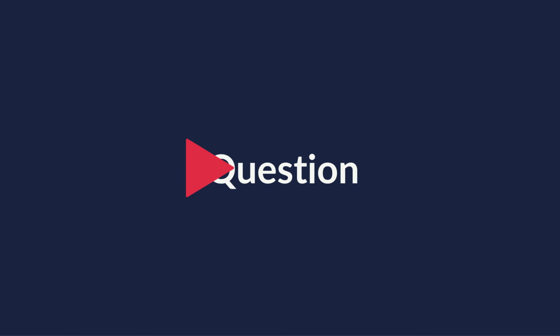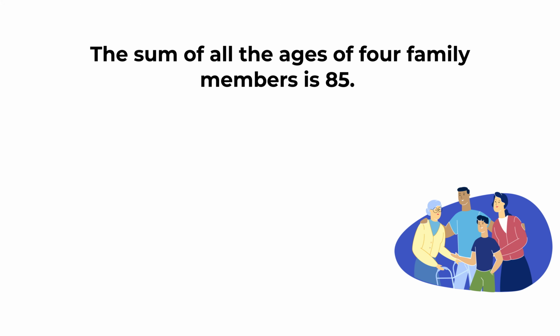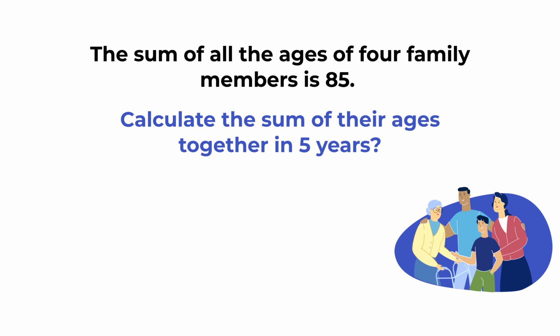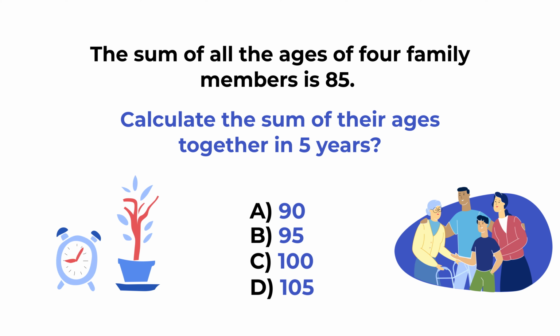Here's the puzzling question that you might frequently see on the test. The sum of all the ages of 4 family members is 85. What would be the sum of their ages together in 5 years? And you're presented with 4 different choices. Choice A, 90. Choice B, 95. Choice C, 100. And choice D, 105. Do you see the answer? Give yourself 20 to 30 seconds to see if you can come up with the solution. Ready or not, I'm moving forward to get to the correct solution together.